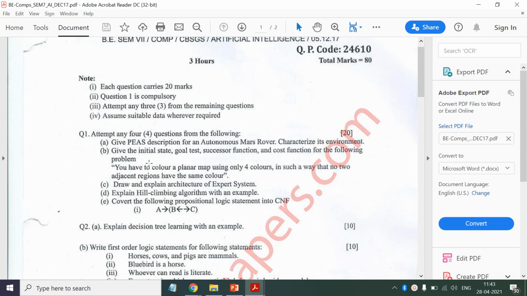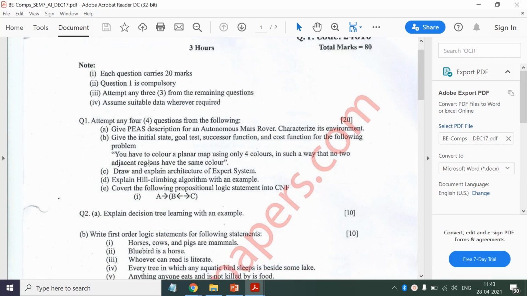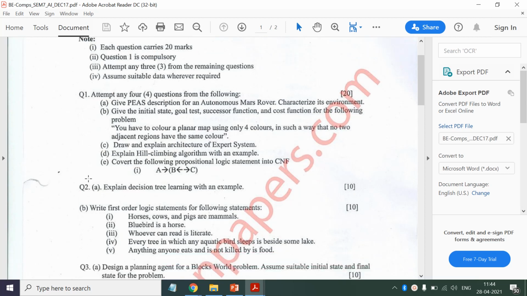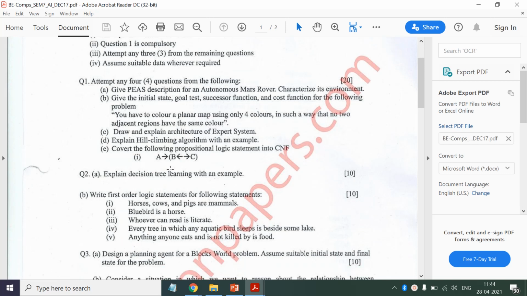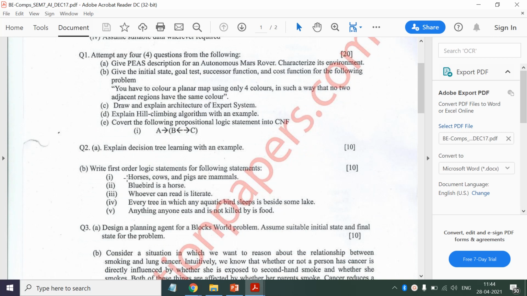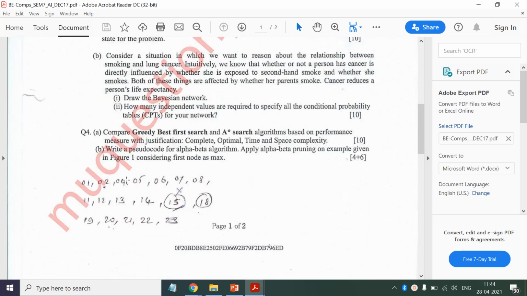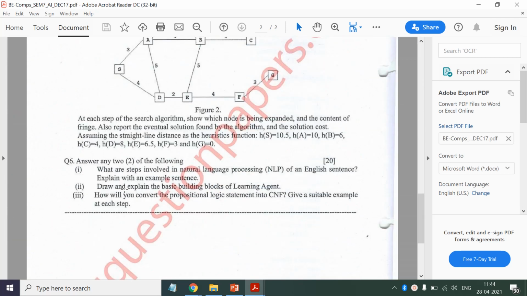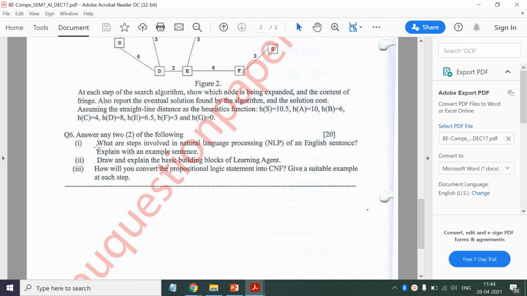I want to discuss some theoretical questions also. So here question B is again, sorry, this is gold test. Question E is again conversion to CNF. I think this is a similar, same expression. See the question number 6.3.